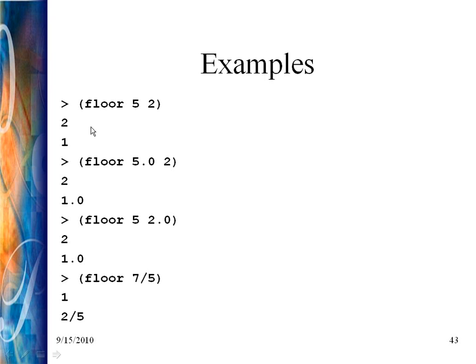The floor, and this value, by the way, is in the same type as the first argument. So if the first argument is a real, we get a real as the second return value. The first return value is always an integer. The second return value could be different.